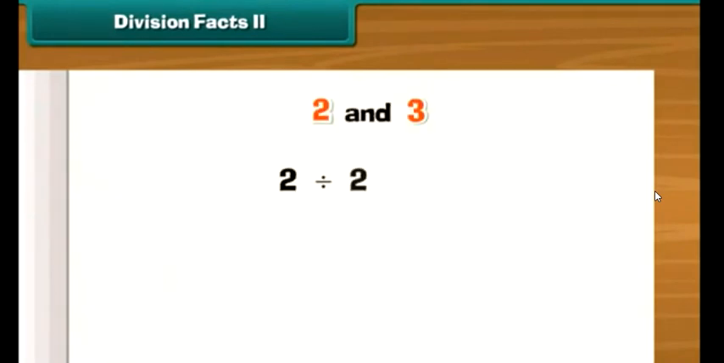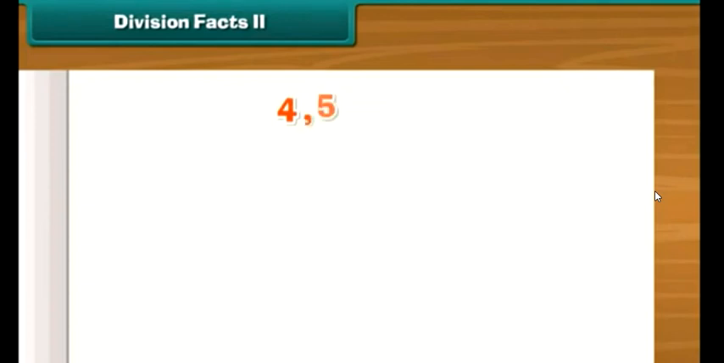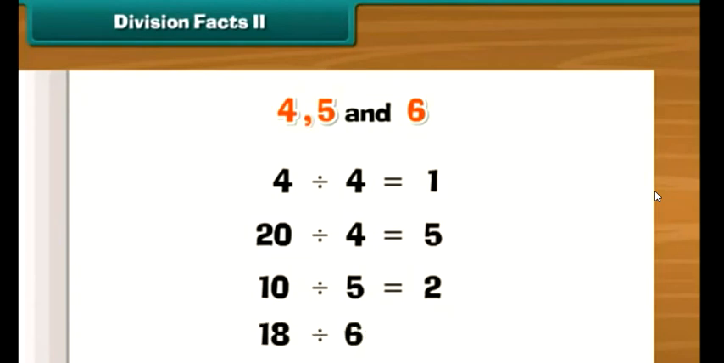2 divided by 2 is 1. 12 divided by 2 is 6. Similarly, 6 divided by 3 is 2. Now let's look at the division facts of 4, 5 and 6. 4 divided by 4 is 1. 20 divided by 4 is 5. 10 divided by 5 is 2. Similarly, 18 divided by 6 is 3.